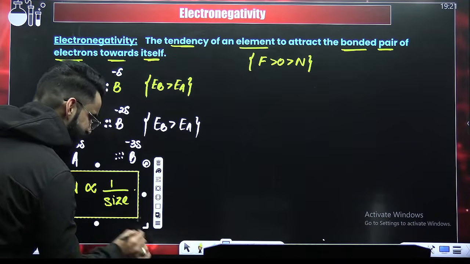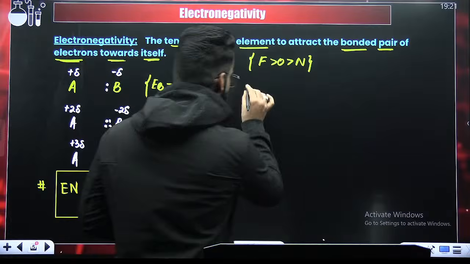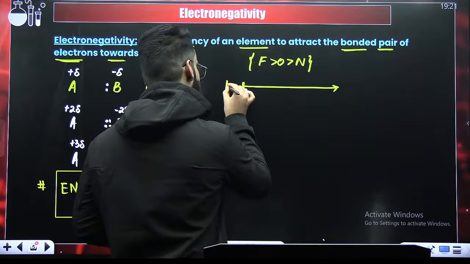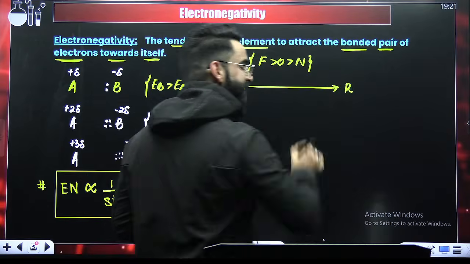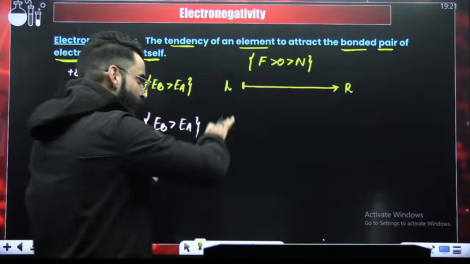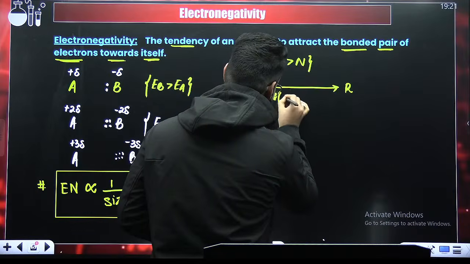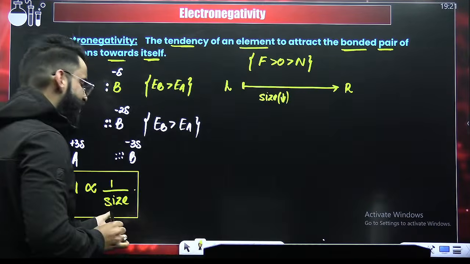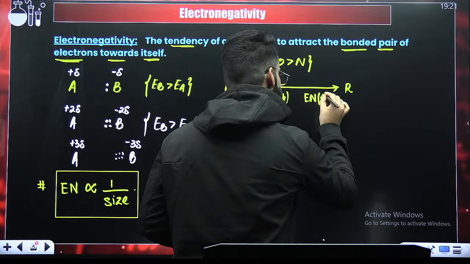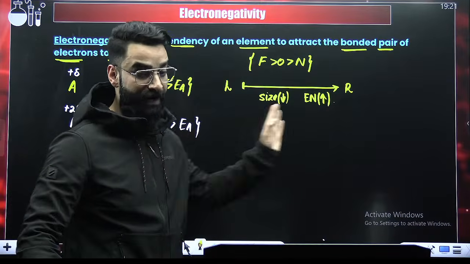Electronegativity is inversely proportional to the size of the atom. So, if I move from left to right in the periodic table, what happens to the size generally? I would say generally the size decreases. And if the size decreases, that means electronegativity should automatically increase when you move from left to right.